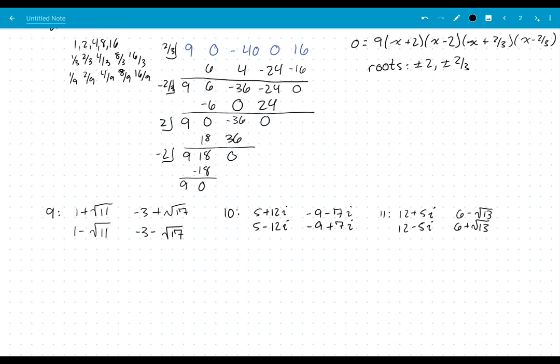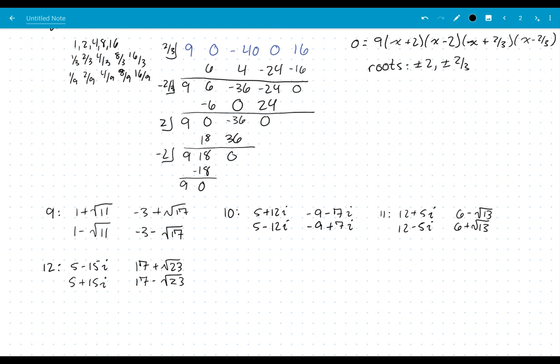Okay, and number 12. We have 5 minus 59i. So we need the complex conjugate, 5 plus 59i. And we have the irrational number 17 plus the square root of 23. So we need the irrational conjugate, 17 minus the square root of 23.